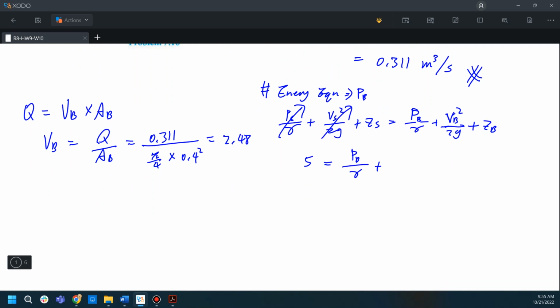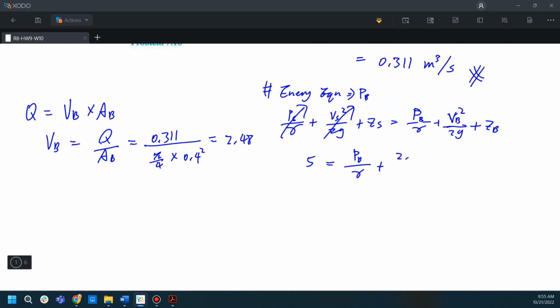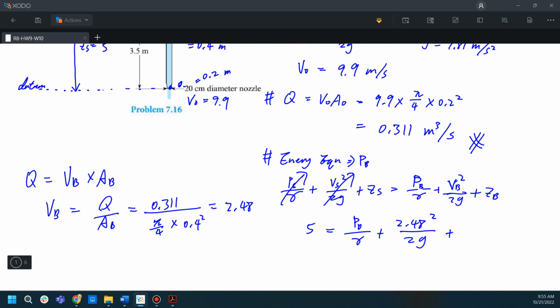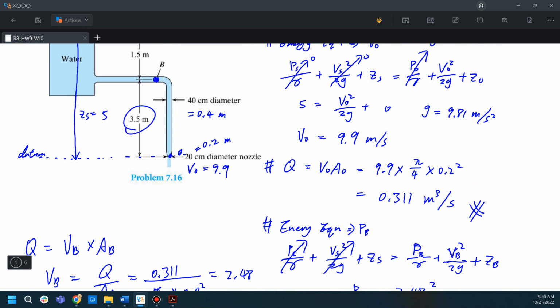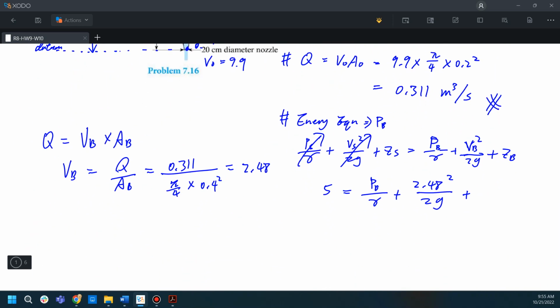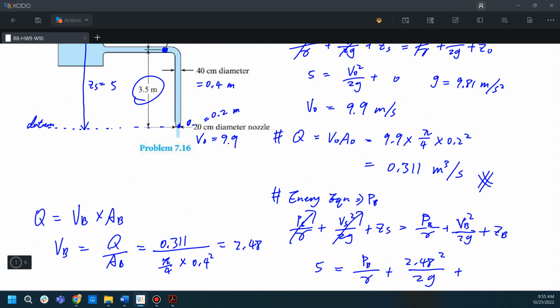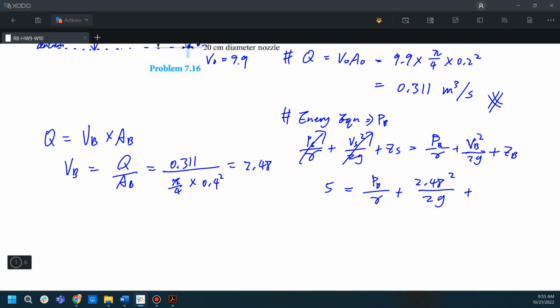Okay, so now we plug the number back to here. 2.48 squared divided by 2g. g is equal to 9.81 meters per square second. And the last term, ZB, is equal to 3.5, because we already defined our datum at the nozzle. So this is 3.5.